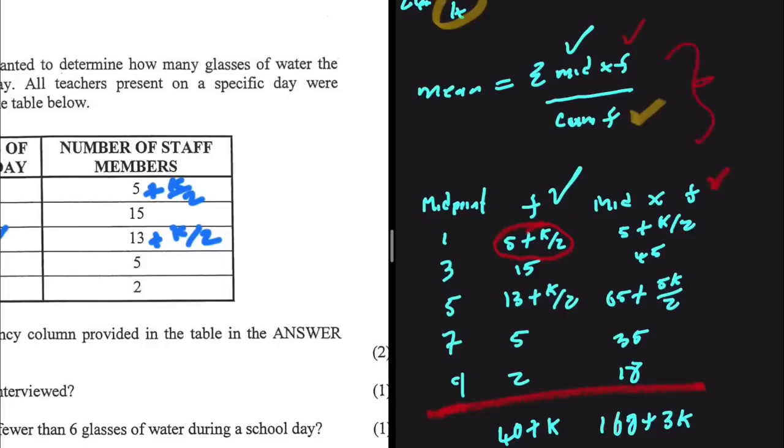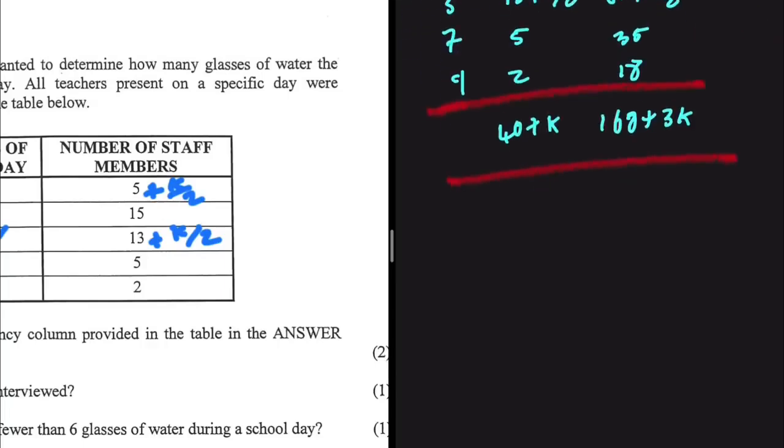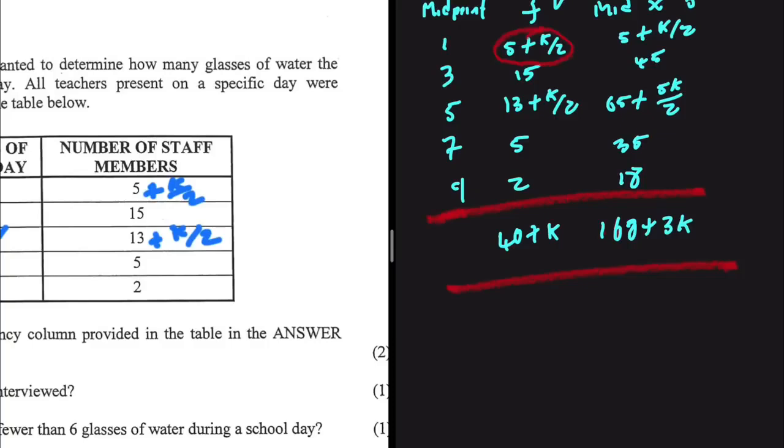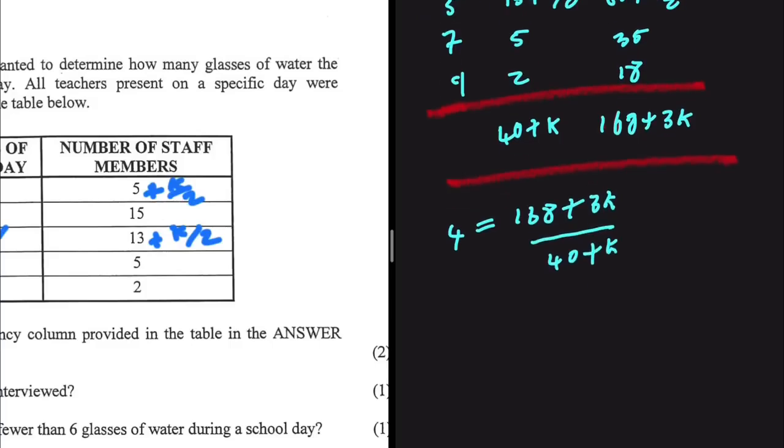Let's not forget that we're supposed to substitute here. If we do that, we're going to have the mean, which is 4, equals the midpoint multiplied by the frequency, the sum. So that is 168 plus 3k divided by the cumulative frequency, that is 40 plus k. If we cross multiply, 4 multiplied by 40 is 160, so this will be 160 plus 4k, which is equal to 168 plus 3k, okay?